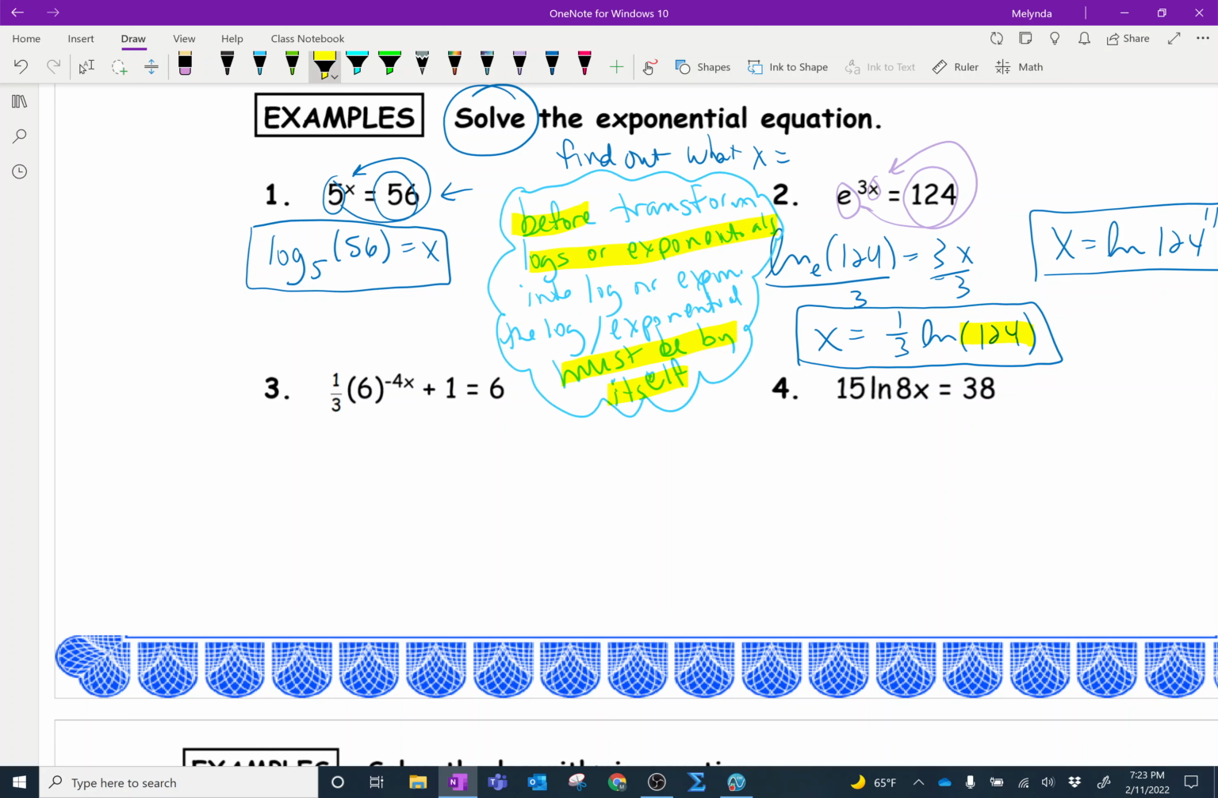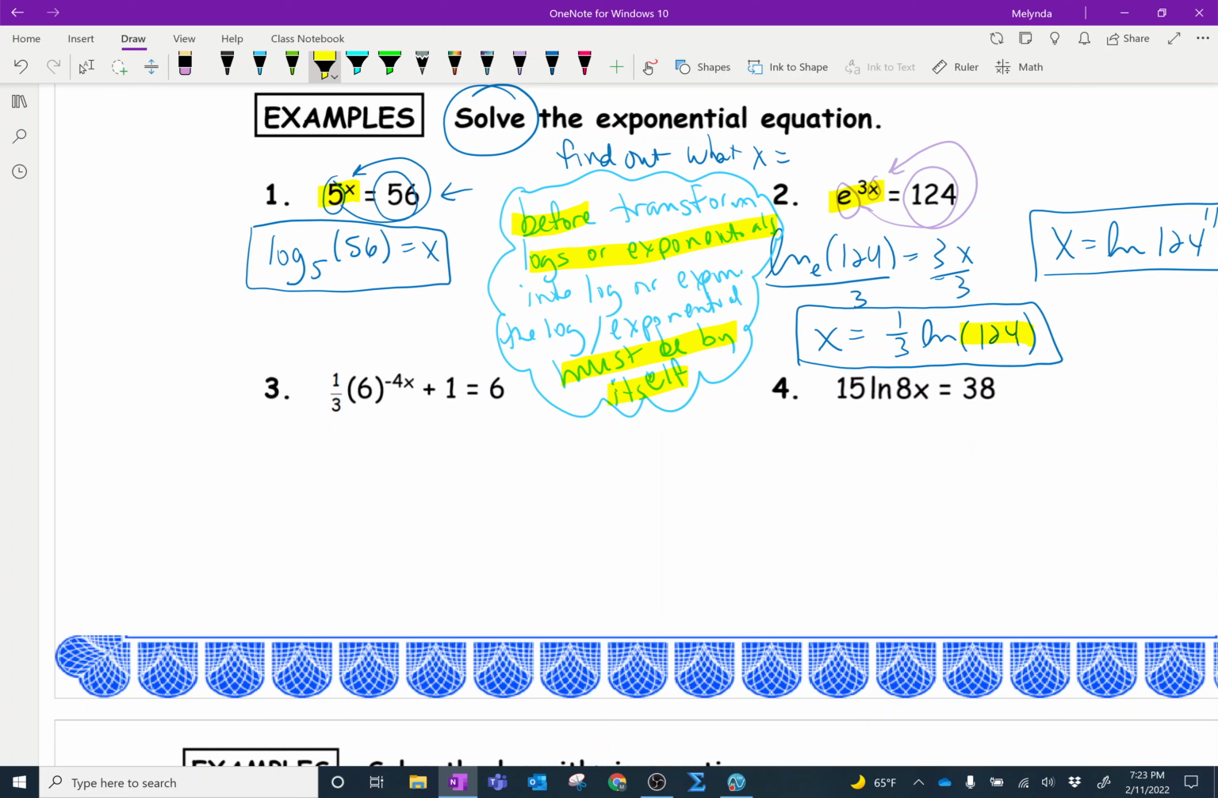If you notice on number 1 and 2, they're already by themselves. This 5 to the x is already by itself. E to the 3x, already by itself. Well, let's look at number 3. This is the exponential part, and it is not by itself. We've got a 1/3 over there. We've got a 1 over there.